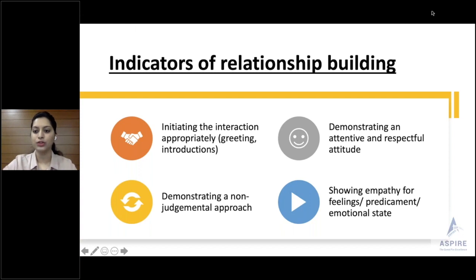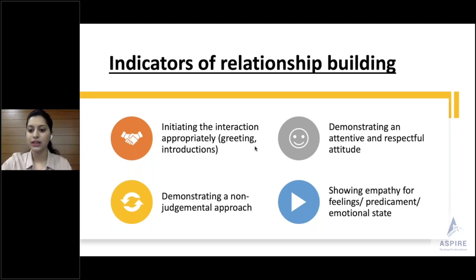So what are the indicators of good relationship building? Initiating the interaction appropriately. That is your greeting and your introduction. So this helps establish the rapport and a supportive environment. Initiation involves greeting the patient, introducing yourself, trying to cross-check the patient's name, and clarifying your role in their care. The nature of the interview can be explained, and if necessary, negotiated.